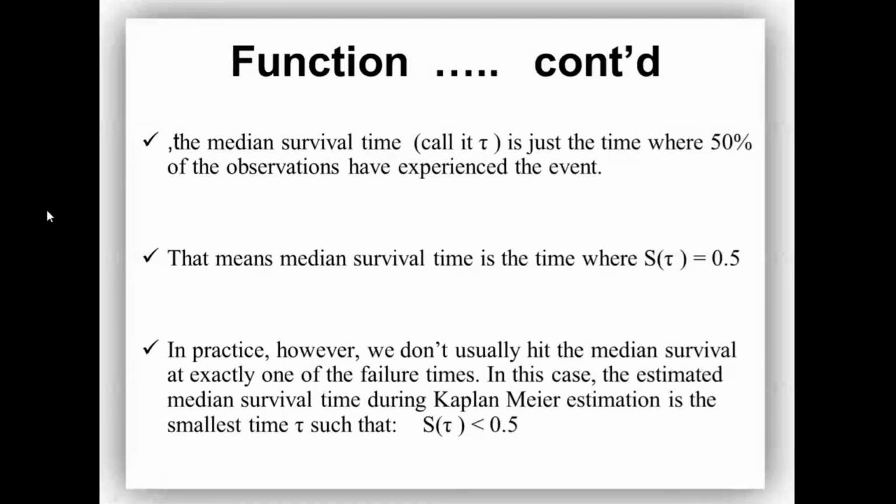Here the median survival time, let's denote it by tau. The symbol that you are seeing here is called tau. So let's denote this as the median survival time. It's just the time where 50% of the participants have experienced the event of interest.